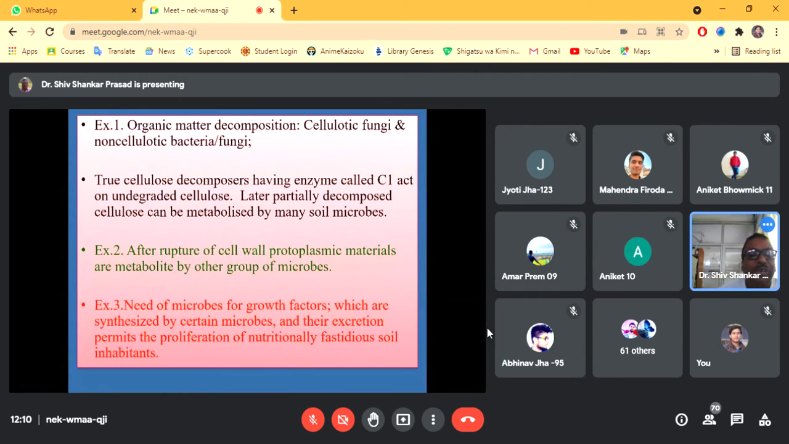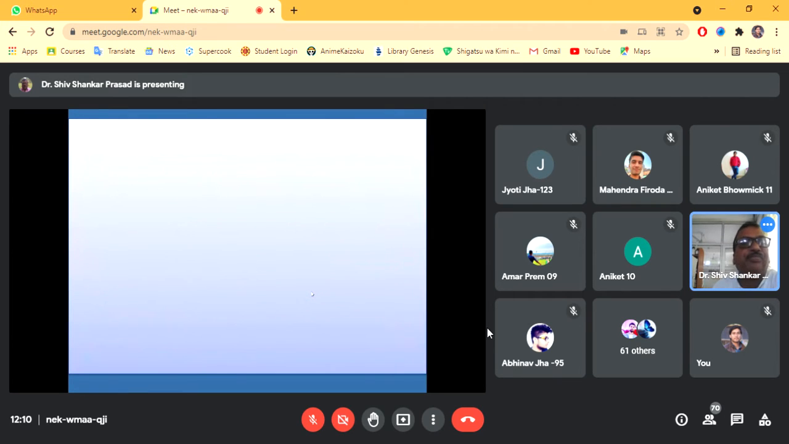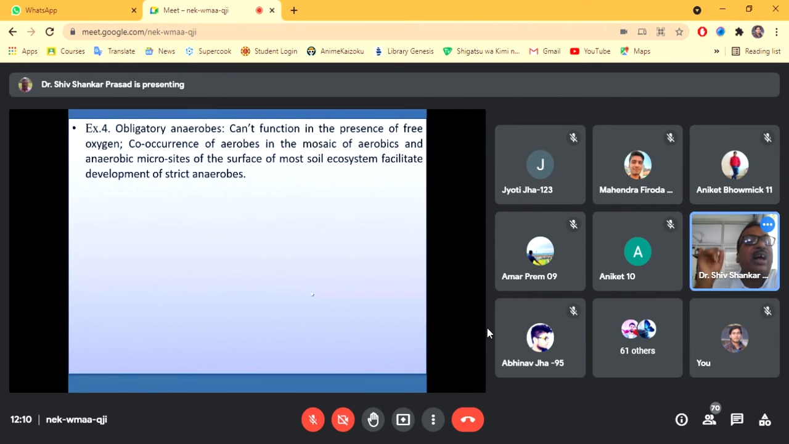Okay, so the need of microbes for growth factors which are synthesized by certain microbes, and their excretion permits the proliferation of nutritionally fastidious soil inhabitants. Another example is obligatory anaerobes. What are obligatory anaerobes? They can only survive in anaerobic conditions.